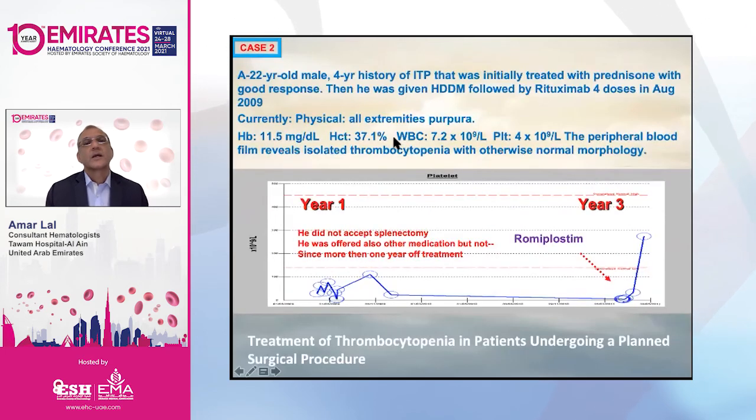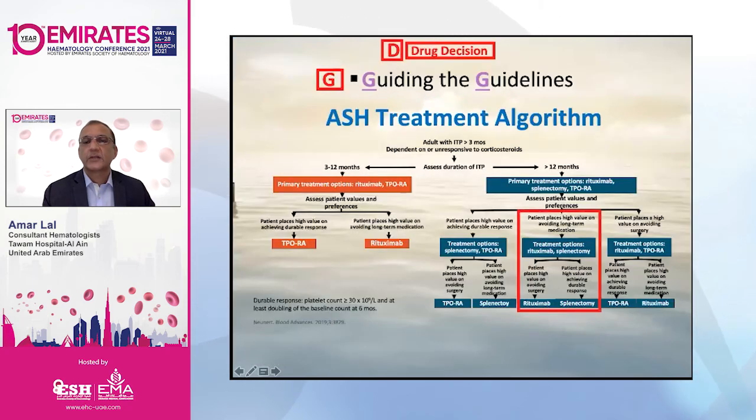Now, another case: a 22-year-old male who has a history of ITP and was treated with rituximab. Which category does he fall in? He actually falls in this category. He wants a durable response. He doesn't want continuation of therapy. So we have 2 options, rituximab and splenectomy. Rituximab was given and didn't work, so the other option is splenectomy.